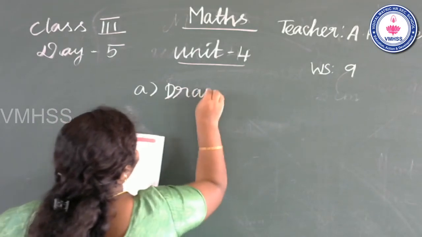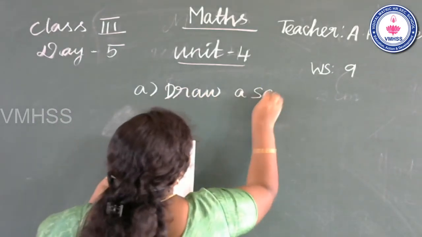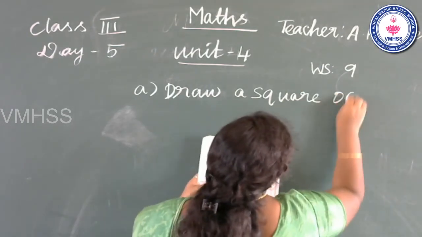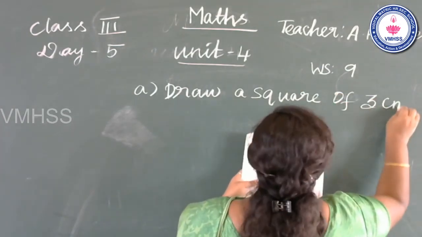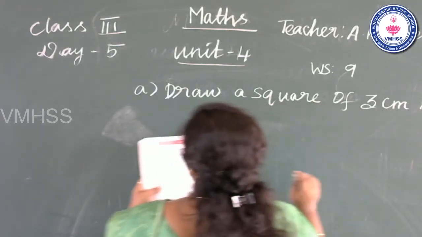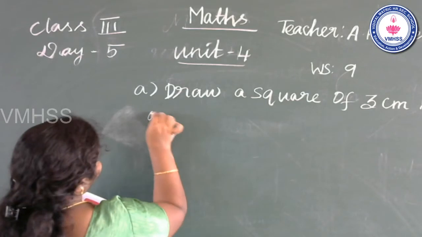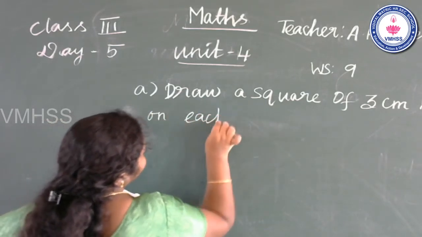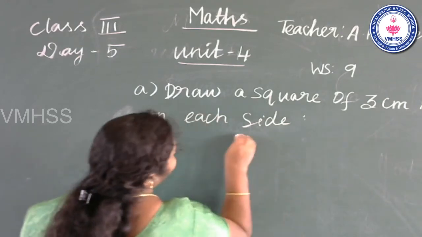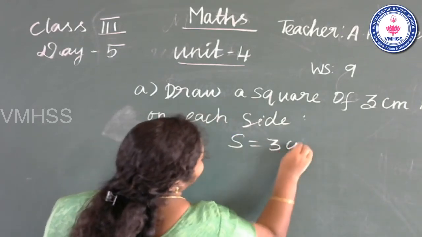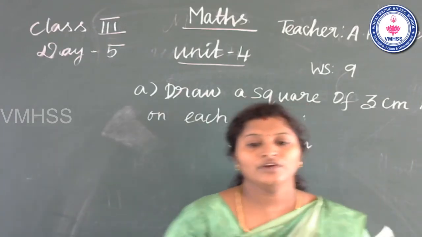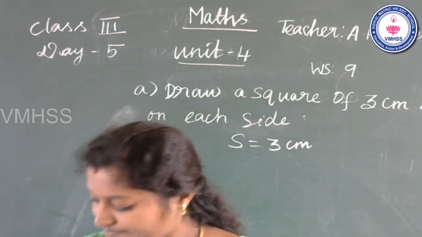draw a square. Draw a square of 3 centimeter length on each side. Okay, so yes, the side is equal to 3 centimeter. Okay, so what is the first step? Okay, see the slide ma.